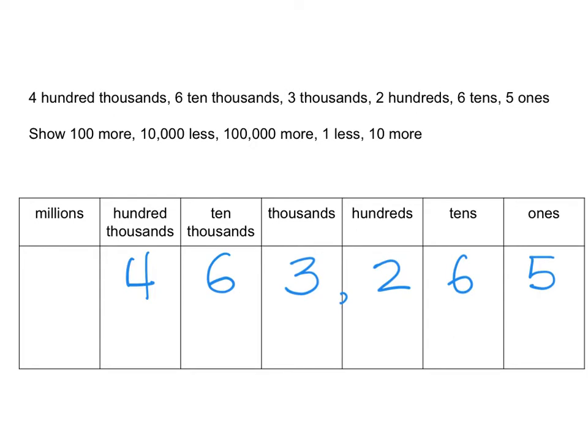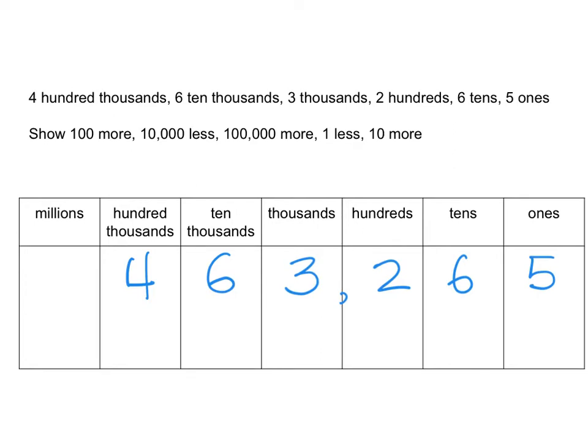Alrighty, let's try the next one. 100,000 more. Alright, I waited a few seconds there for you to make that change. We would have gone to the 100,000s, and we would have added 1 more. The new number would be 563,265.